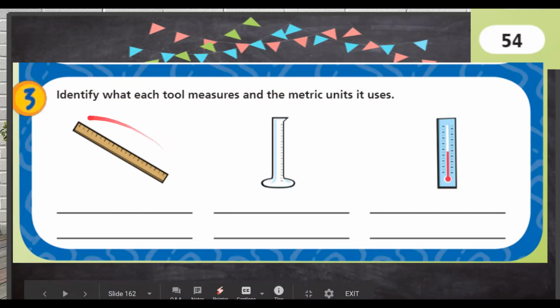Length. This measures length, excellent. And what is the unit? Centimeters and inches. Inches or centimeters? Centimeters. Good job. Now, Mariana, please, what is this tool? This is a graduated cylinder, but what does it measure? Volume. Excellent, volume. What is the metric unit? Mariana, what is the metric unit, my dear? Okay, Jenna, what is the metric unit?